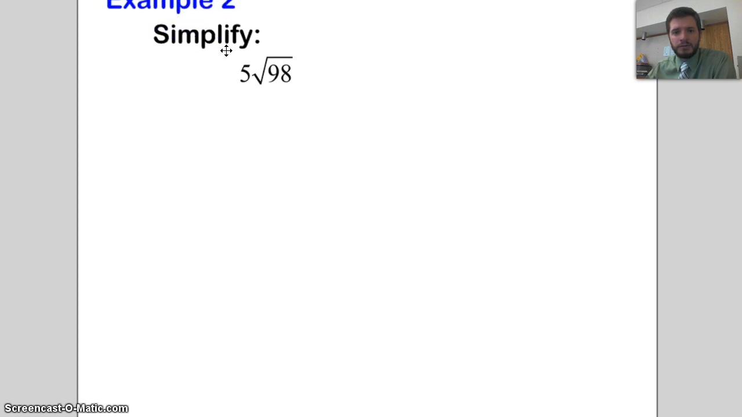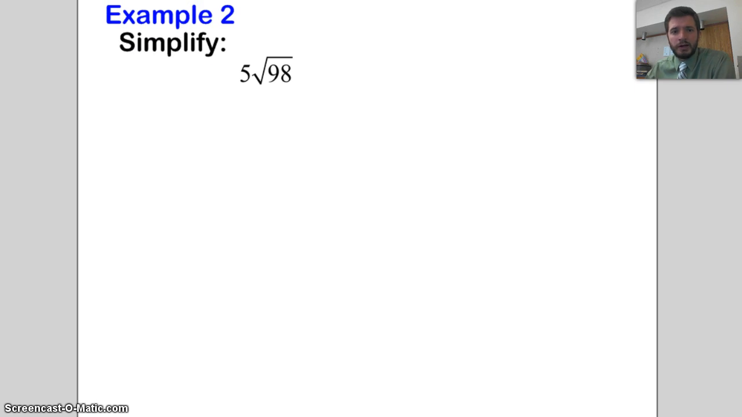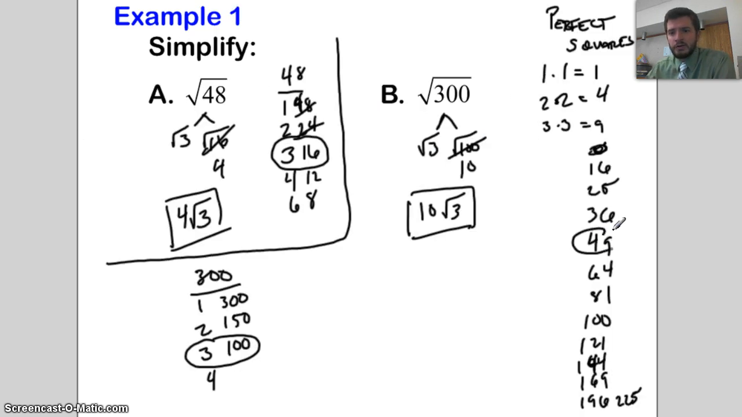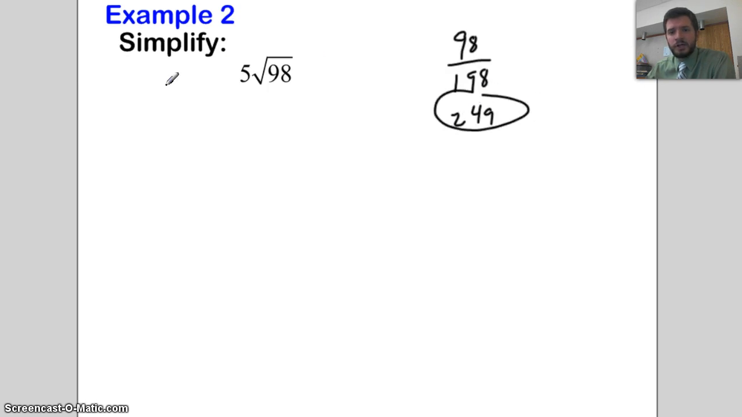Okay, we're going to have to make sure that whatever we get out of the radical, we multiply it by 5 at the end. So let's go ahead and do factors of 98. I've got 1 and 98, 2 and 49, and I can stop again because 49 is a perfect square. The square root of 49 is 7, so let's break it down.